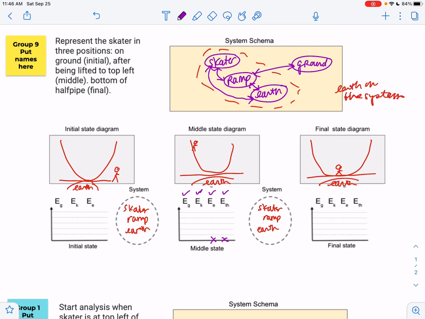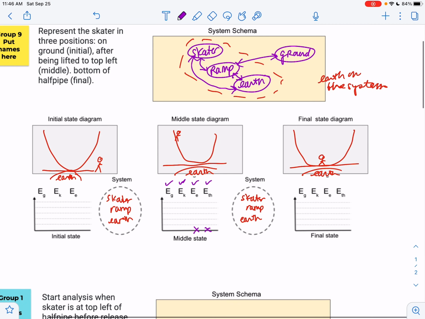And at the top, the guy was not moving, so all of his energy is going to be stored as EG. So I'm going to put 5 boxes of EG. You could put 3, you could put 4, you could put 2, you could put whatever you want. It doesn't matter. It's kind of an arbitrary choice. And he's not moving at the top when he's first released, so there's no EK.